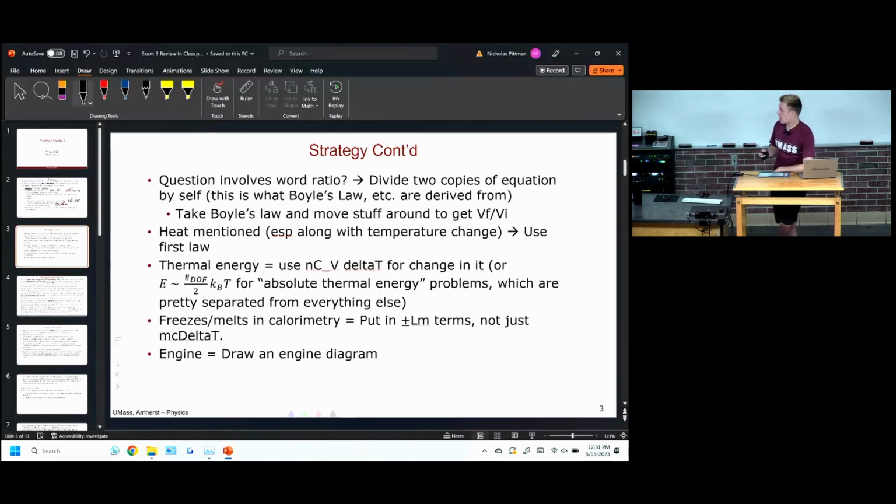Also, in some rare cases where there's a before and an after, there's a problem on the practice test where you actually divide this equation by itself, the 3/2 kT by itself. So it's very useful if you're told the ratio of the initial and final temperatures, and you're asked, in terms of the initial energy, how big is the final energy?